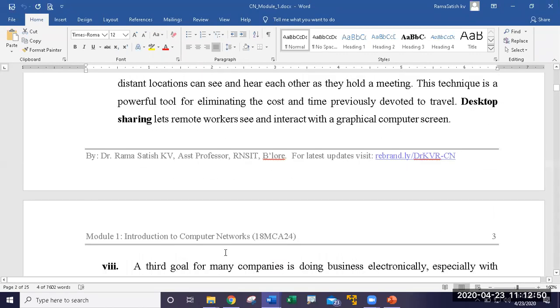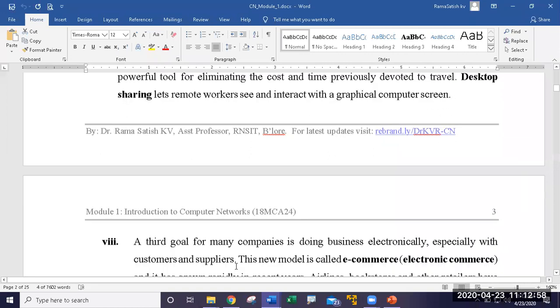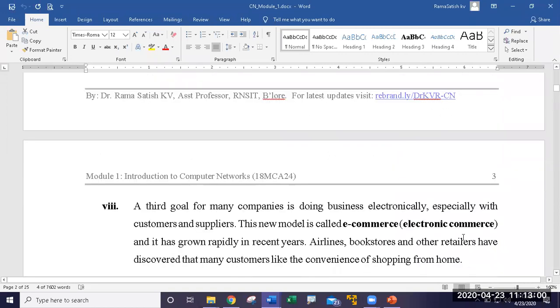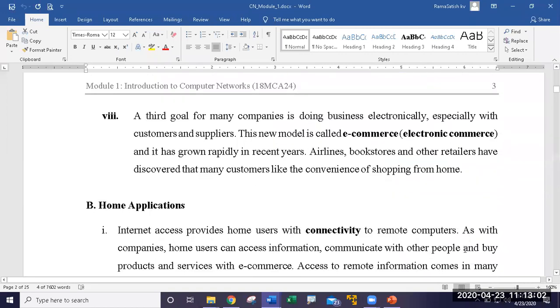I'm sharing my desktop, and you are able to see it. In the same way, I can hand over remote desktop and control any computer. E-commerce, electronic commerce, is also one of the applications.